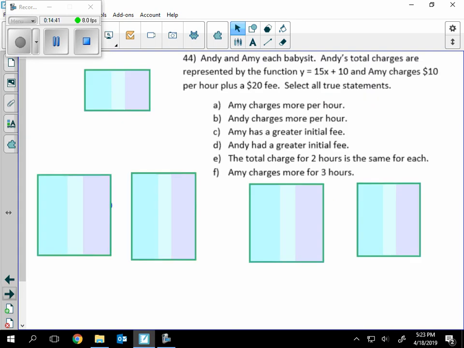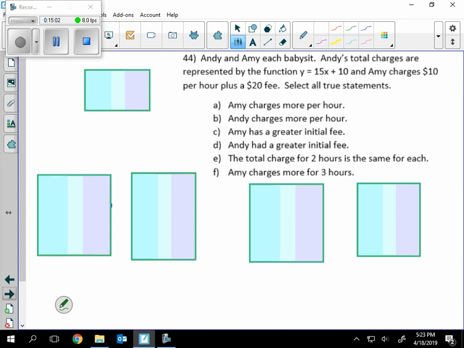44. Andy and Amy each babysit. Andy's total charges are represented by the function y equals 15x plus 10. And Amy's charges are $10 per hour plus a $20 fee. Select all the true statements. And of course, you should always pause and reread this and try it on your own.